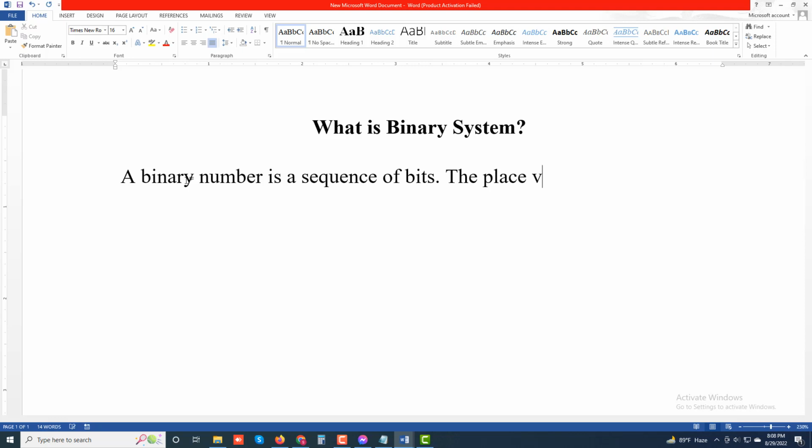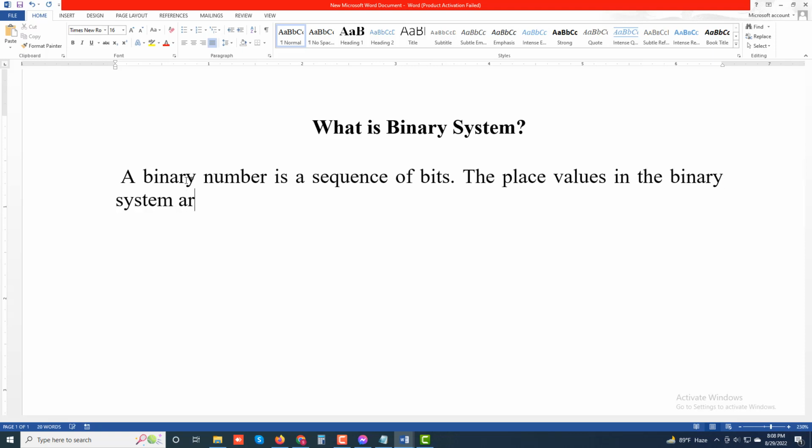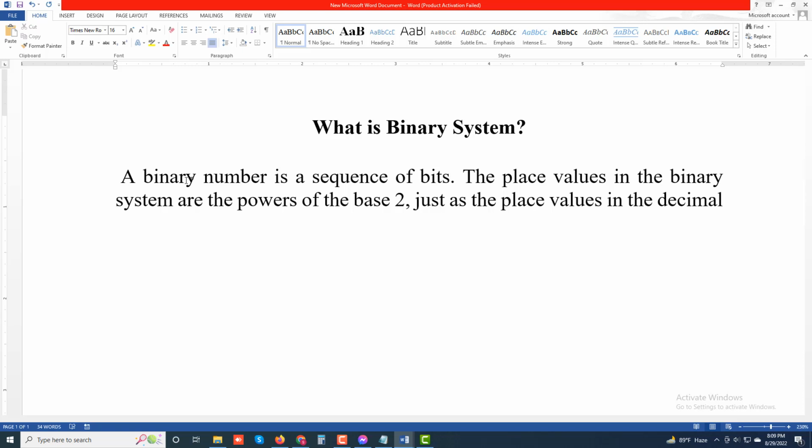The place values in the binary system are the powers of the base 2, just as the place values in the decimal system are the powers of 10.